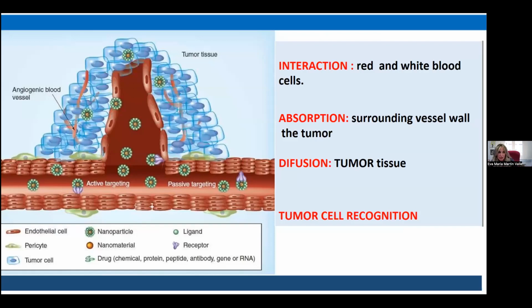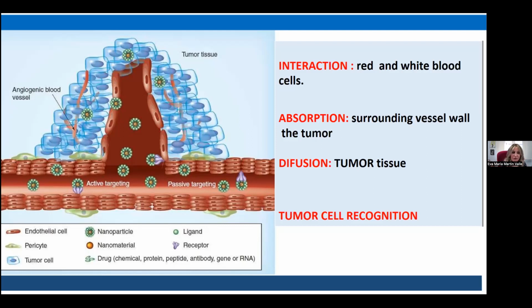To pay attention to what happens with a nanoparticle in the circulation system, we can see 4 main processes that we need to define in order to have the understanding. The first one is the interaction of the nanoparticle with the red and the white blood cells. This is very important. The second one is the absorption, especially considering the surrounding vessel and the tumor.